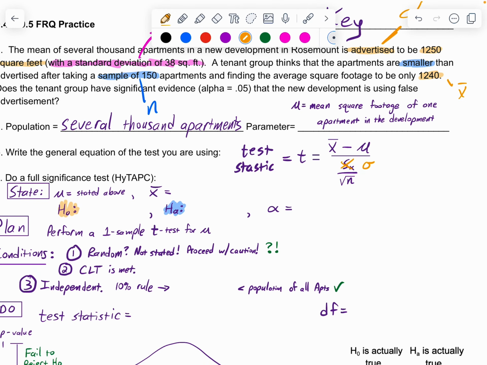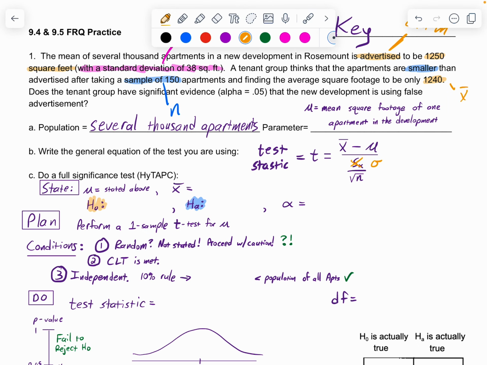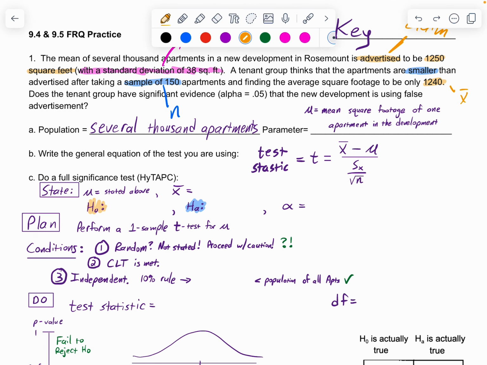And then if you actually know sigma, this is no longer a t-distribution. You would not get a t-star. You would not have degrees of freedom. But I don't want to go down that road. I'm going to treat it like a t-test with a sample standard deviation because this is by far what you're going to see on the exam in May.